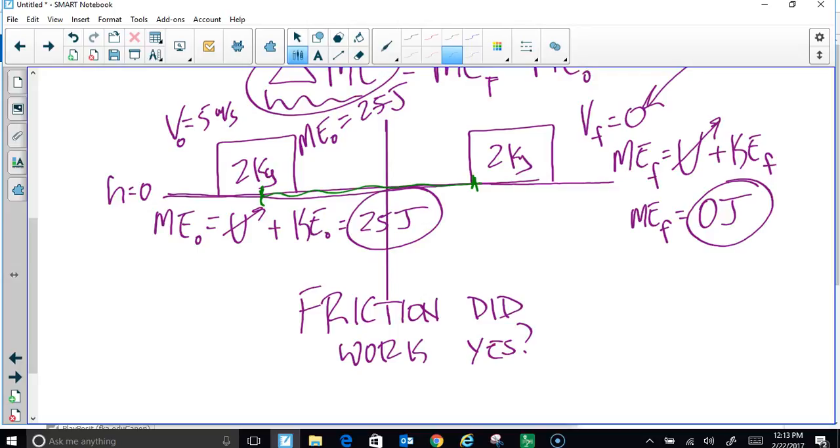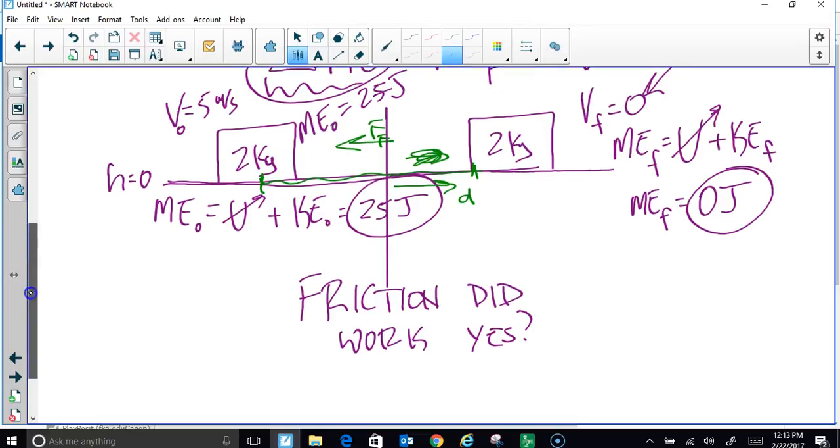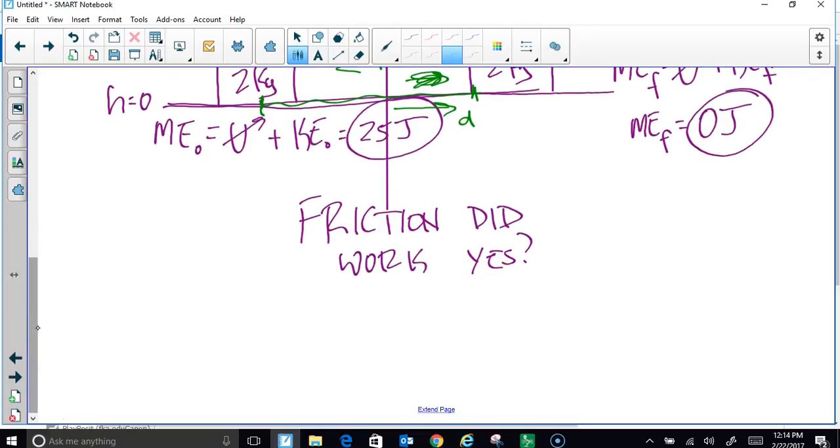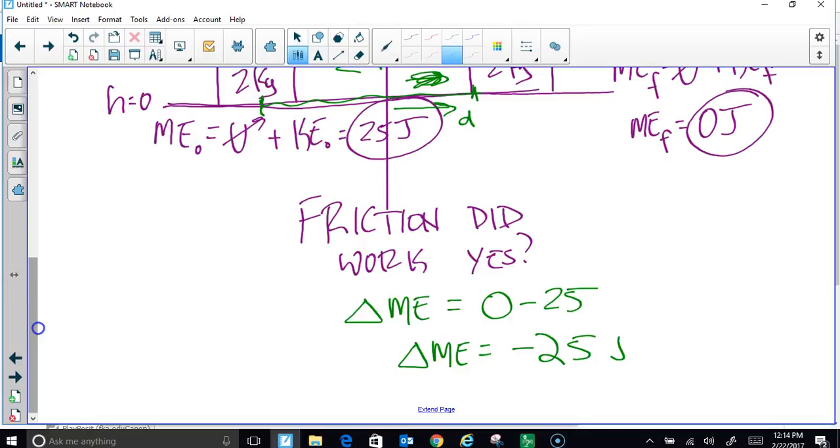Now, the force of friction would have been this way, and the displacement would have been this way for friction. So it would have done negative work, wouldn't it? This is our way out of this. What was our change in mechanical energy for this situation? It would be the final, which is 0, minus the initial, which was 25. That means our change in mechanical energy is we lost negative 25 joules.